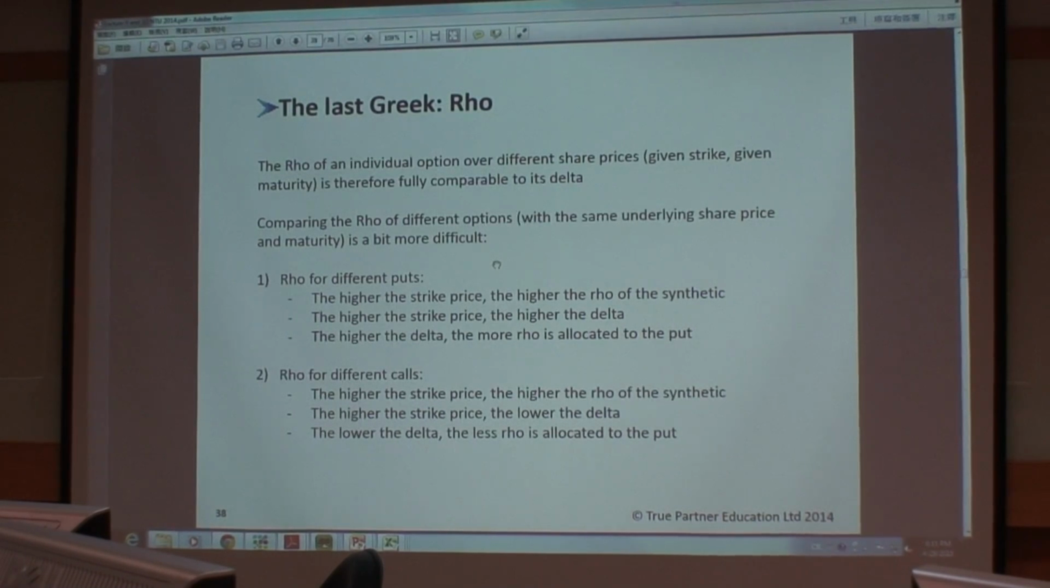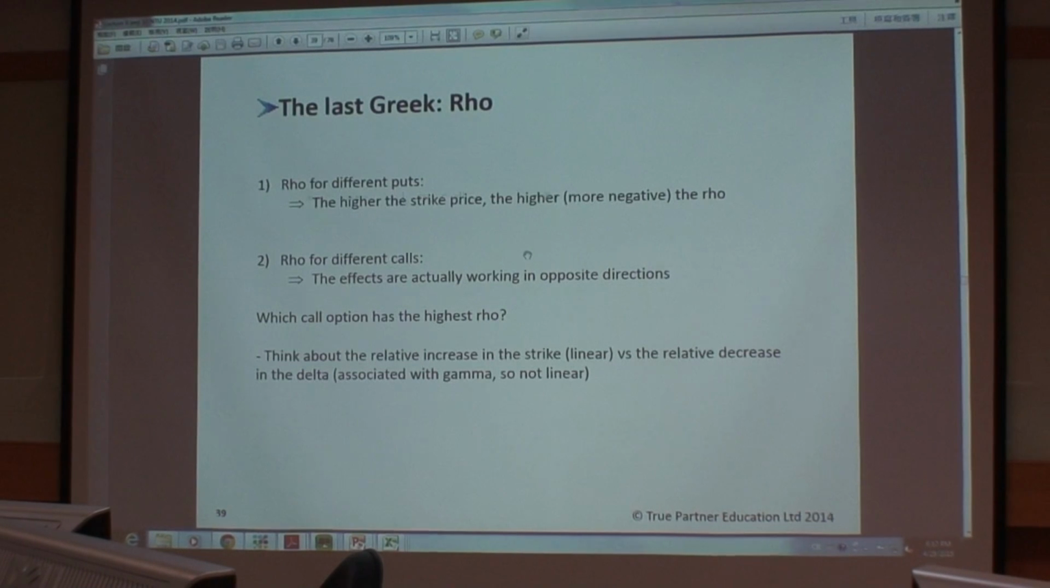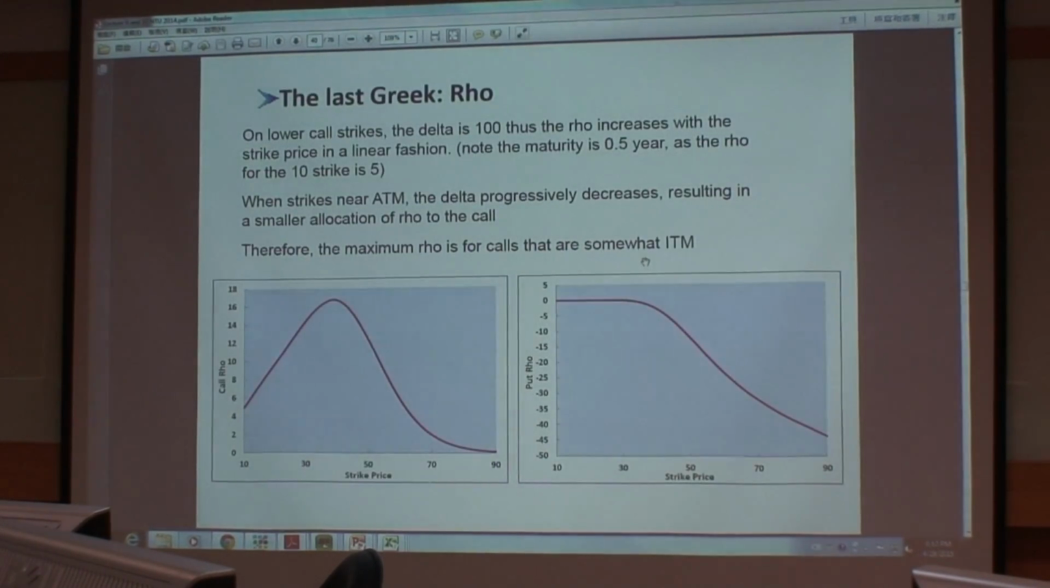But the call is difficult, because for the call, on one hand, a higher strike price means that I have more rho in the synthetic, but also a higher strike price means that the call is out of the money, so it has a smaller delta. So there, a higher strike price means more rho in the synthetic, out of which the call gets less. So they're conflicting.